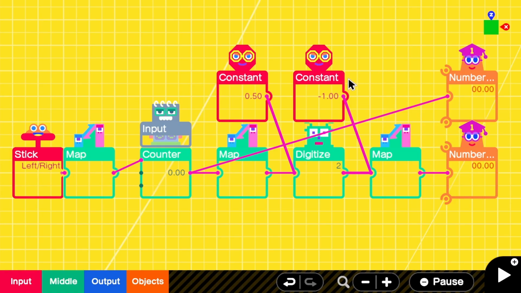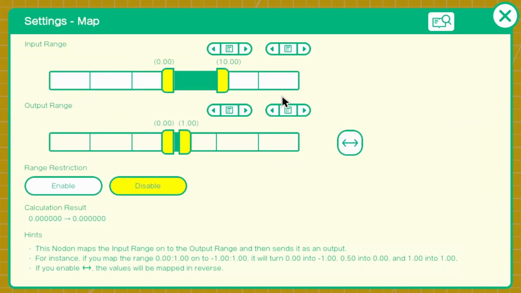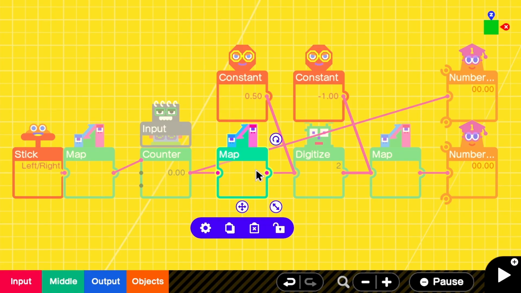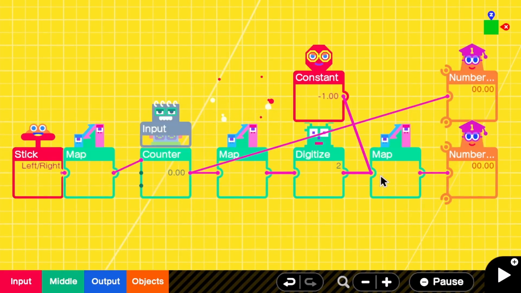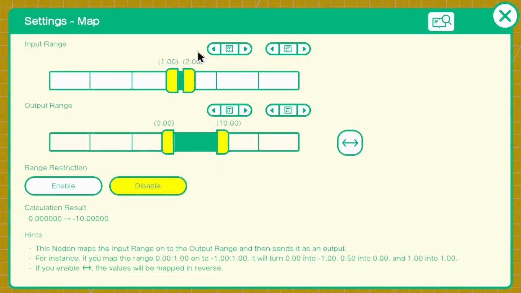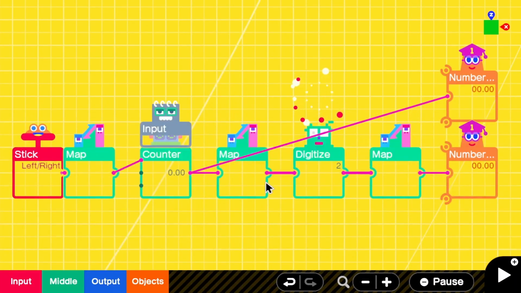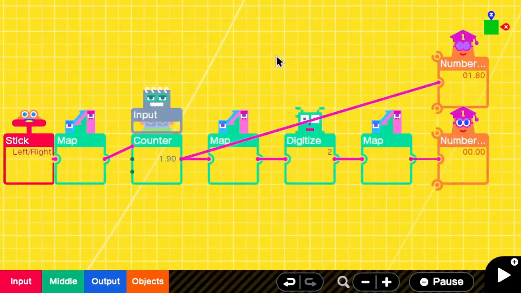And actually, since we have maps here connected to our digitize, we can shave this even further, removing these constants by simply adjusting this by 0.5. So we want the output of this map to be 0.5 more. To do that, we just add 0.5 here. And then for this, we just need to subtract 1 from the input of the map. So to do that, we just offset this by 1. So now we have the exact same thing as before. We can now round down to the nearest multiple using only a digitize and 2 map nodons.